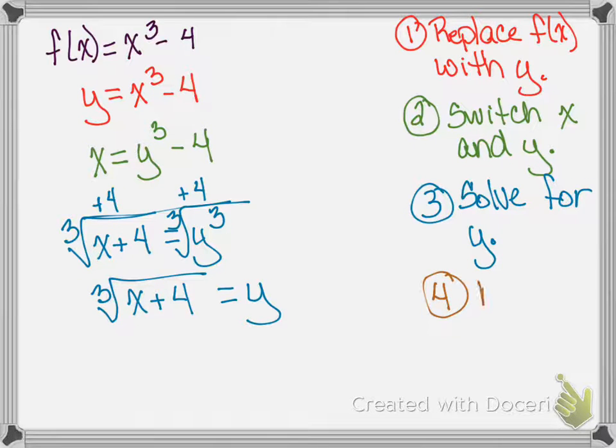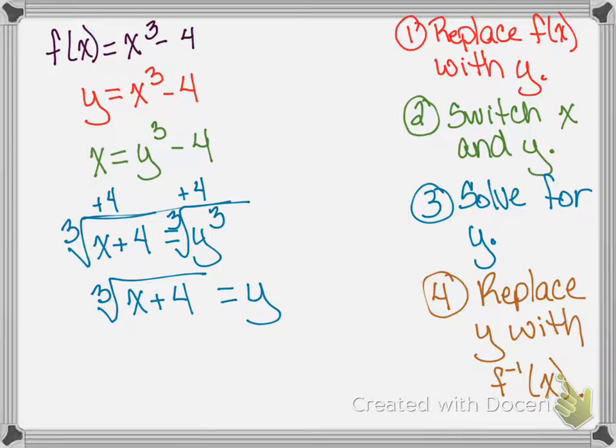My fourth step, replace y with f inverse of x. That's the notation for inverse, is that f to the negative first power. So our inverse here is f to the negative 1 of x equals cubed root of x plus 4. And that's what we had on our graph. That's what we had there. Okay?